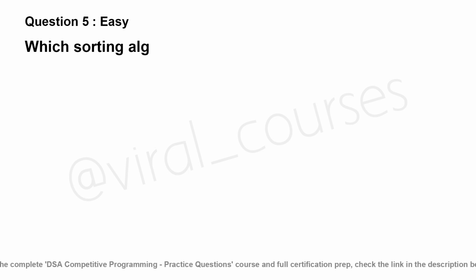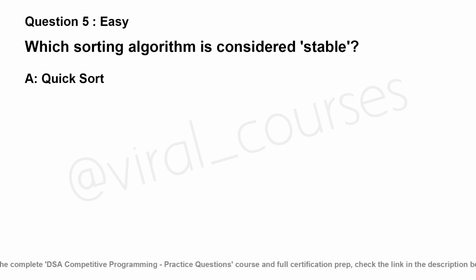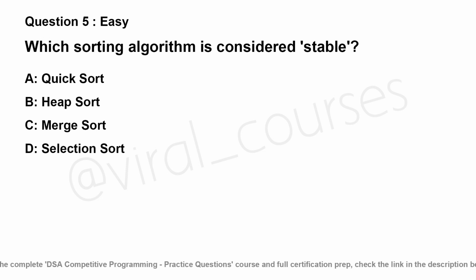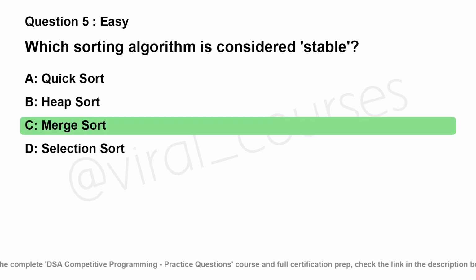Which sorting algorithm is considered stable? Option A, quicksort. Option B, heap sort. Option C, merge sort. Option D, selection sort. The correct answer is C.